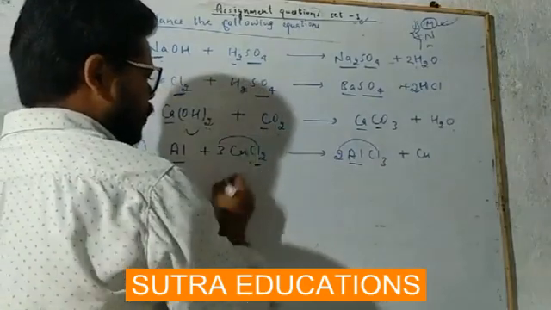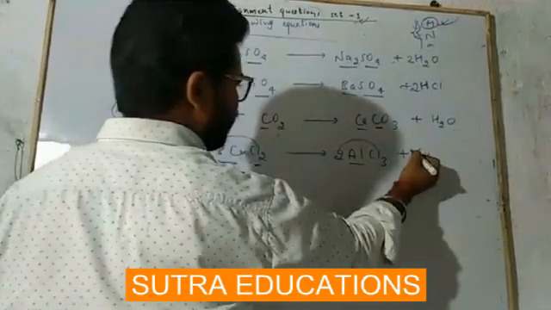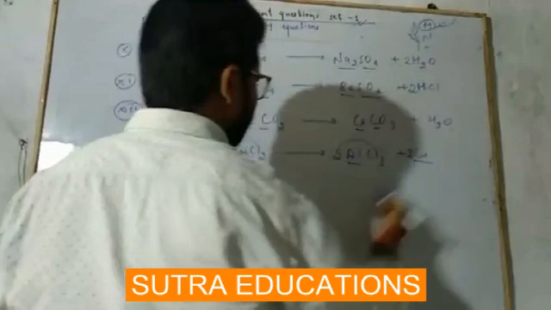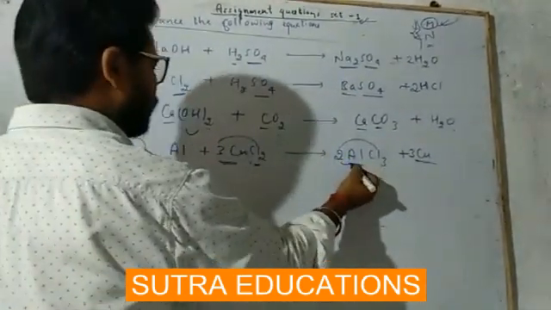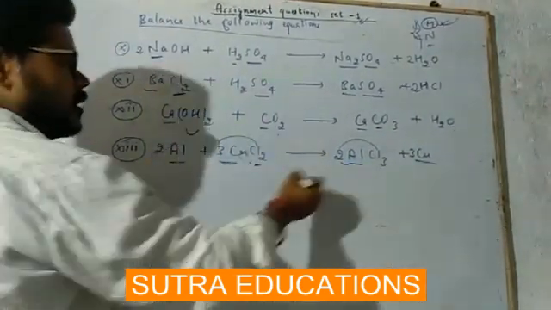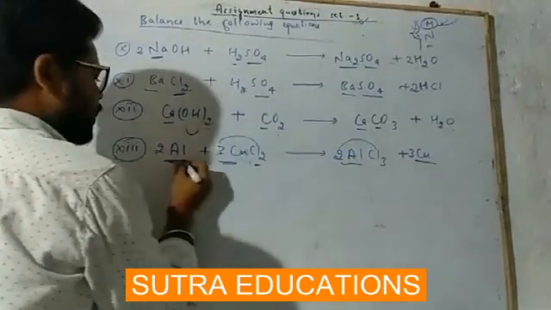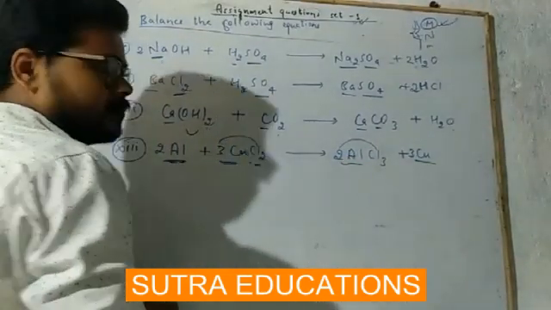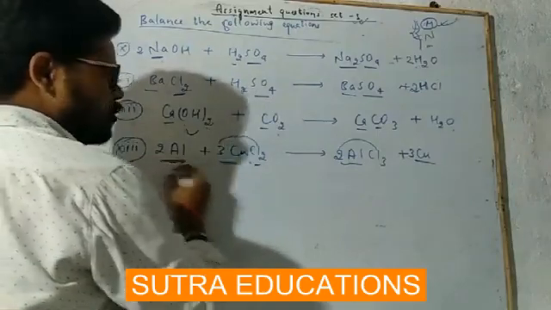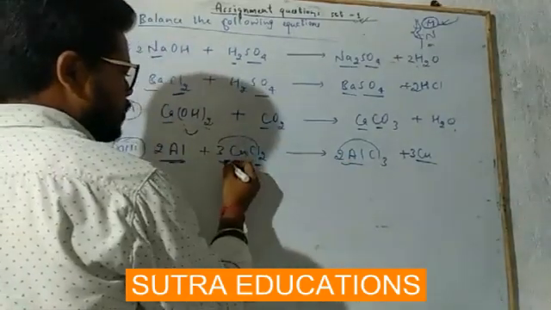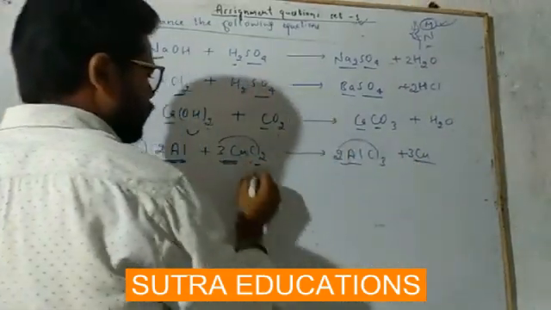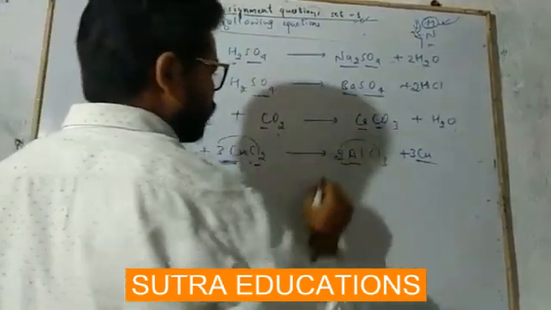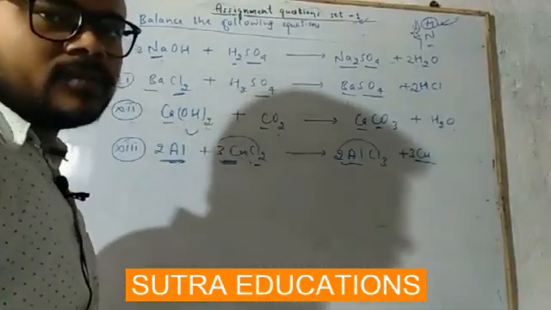Chlorine is balanced on both sides. But copper here is 3, so multiply this by 3. Copper is balanced. Now aluminum becomes equal to 2, so multiply this by 2. Now check it. Aluminum is 2, aluminum is 2. Copper is 3, copper is 3. Chlorine is 3 into 2, 6, 3 into 2, 6. So the equation is balanced.